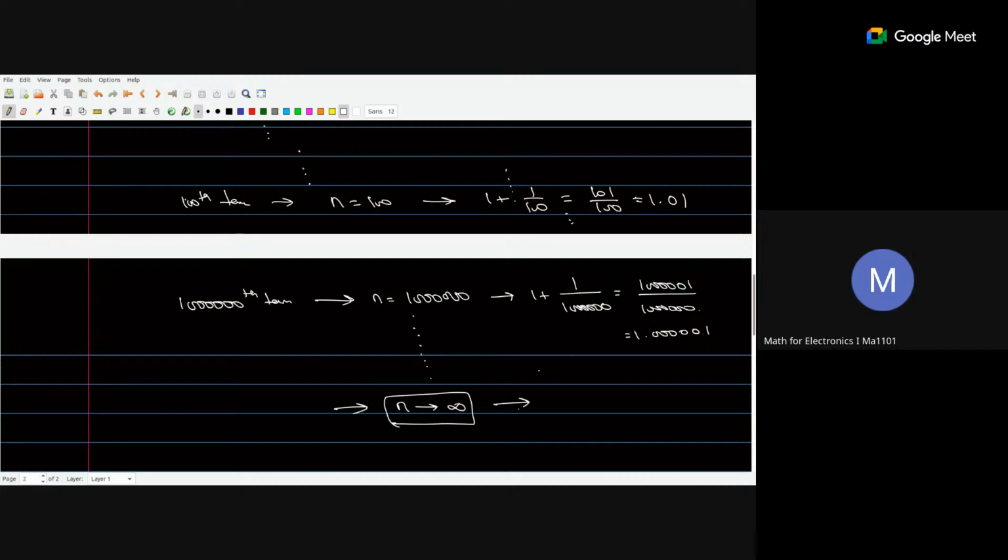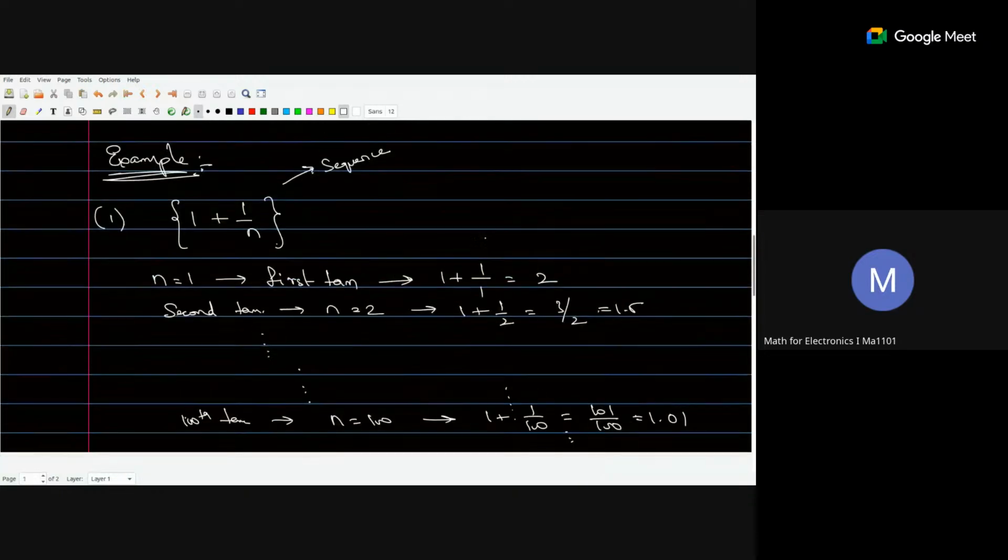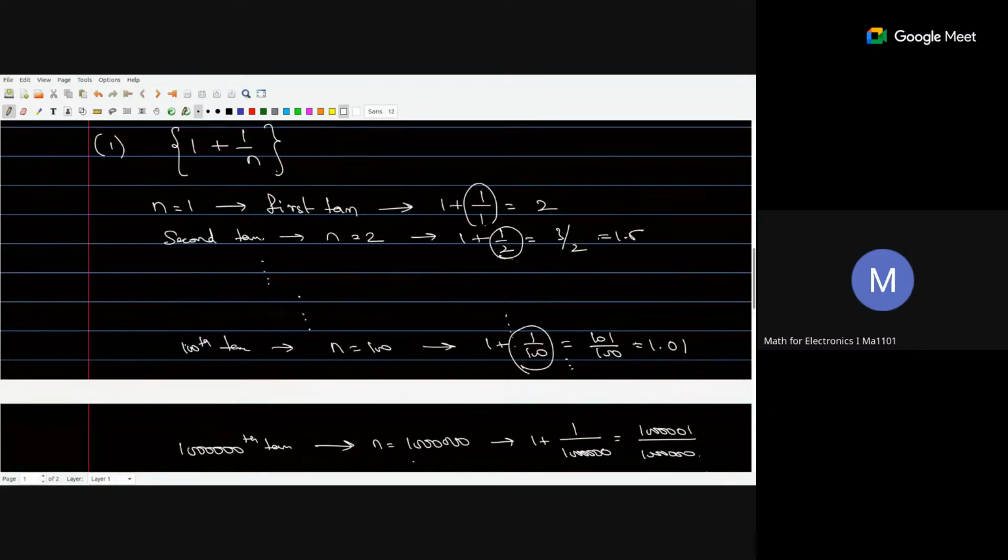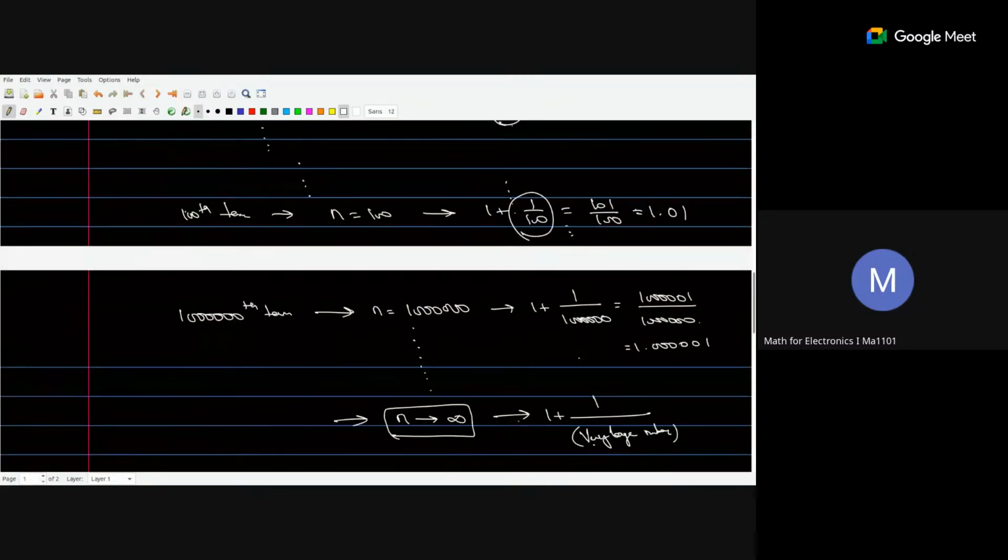So if it is a very, very large number, this is 1 plus 1 by a very large number. Okay. So what happens to this 1 by a very large number is it will eventually come closer and closer to 0. That you can observe here also. So 1 by 1 is 1, 1 by 2 is 0.5, but 1 by 100 is 0.01. This 1 by 1 million is 0.00001. So it is approaching 0 now. So it is slowly going to 0. So as this is a very, very large number, it is somewhat like 0.